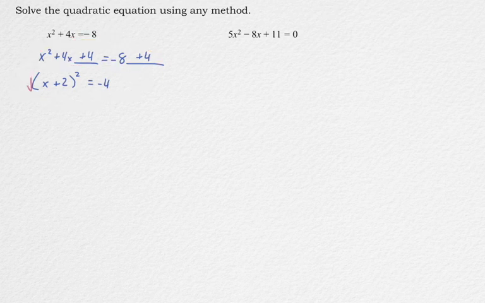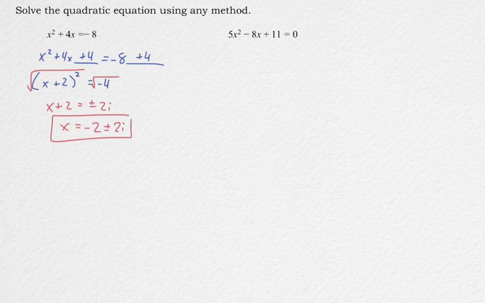So now I just have to solve this by taking the square root of both sides. So I get x plus 2 equals plus or minus 2i. And then just subtract 2 from both sides. So negative 2 plus or minus 2i are my 2 imaginary solutions to that quadratic. Alright, this one is not set up for completing the square, and it kind of sucks having a 5 in front, so I'm just going to use the quadratic formula.